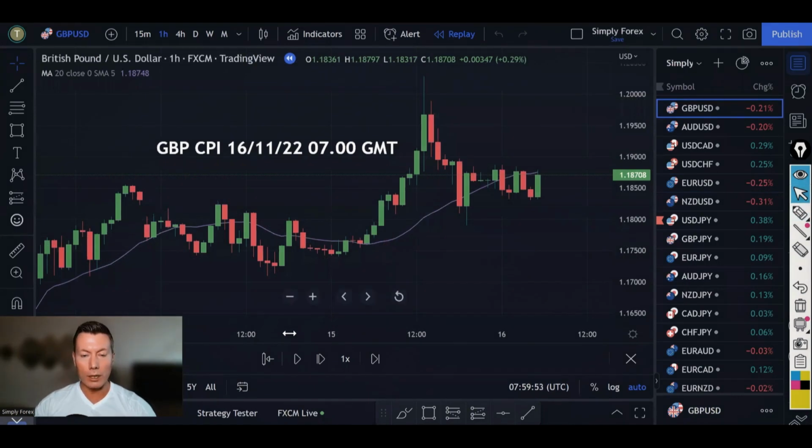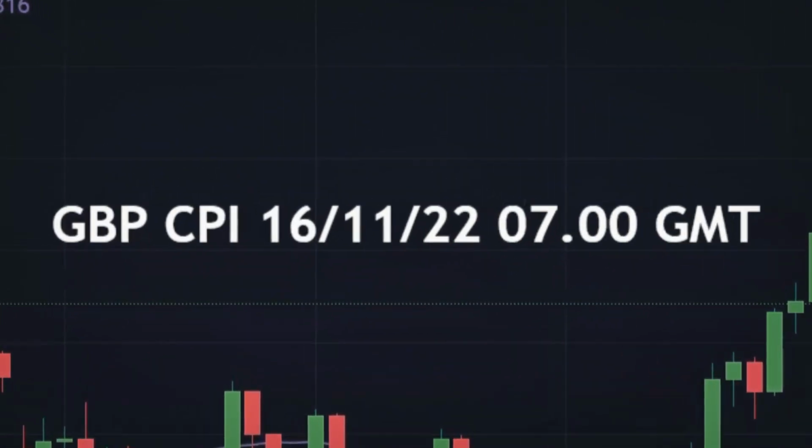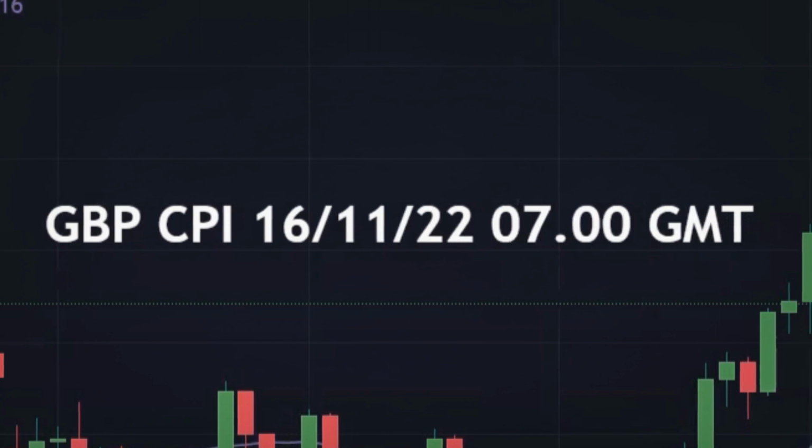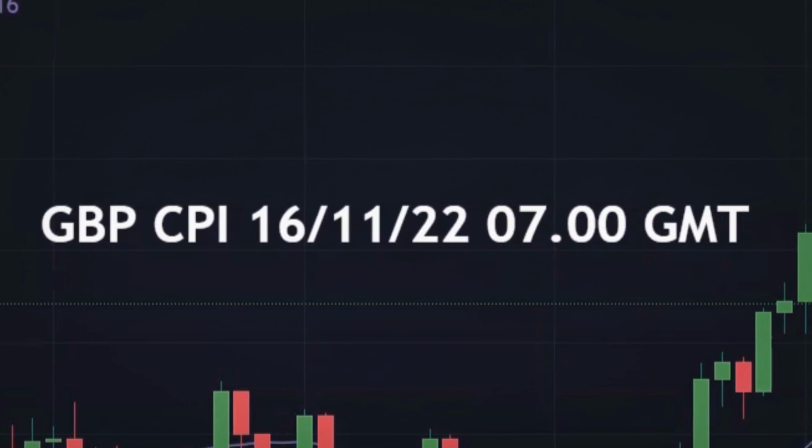Okay, guys, let's take a look at another example now. So again, we're in replay mode. This was news for the pound. This is CPI data as well on 16th of November 22. And this was at 7 o'clock London GMT, guys.